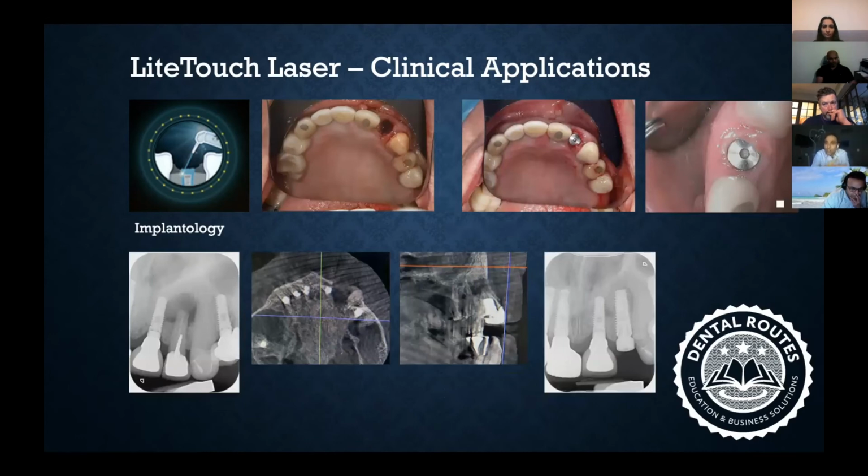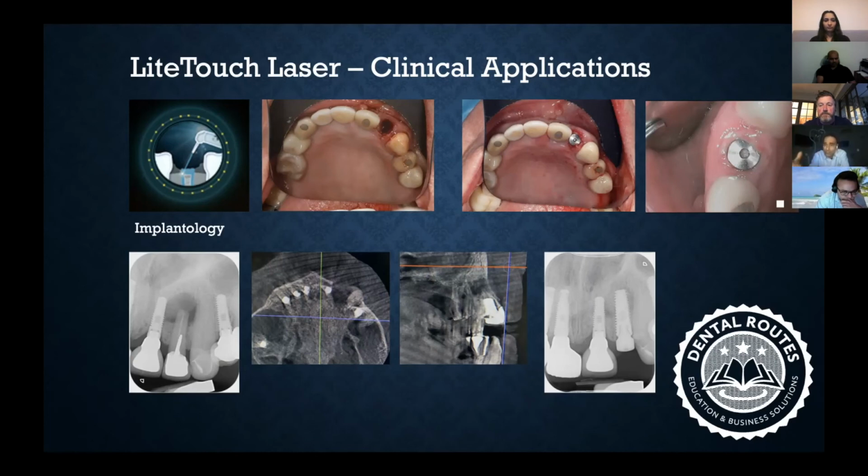The patient had a large periapical infection in one of the teeth. The treatment we followed was we took the tooth out. We used my light touch laser to ablate all the granulation tissue. As you can see in my x-ray, it's quite a large defect, but thankfully the buccal bone was still intact.